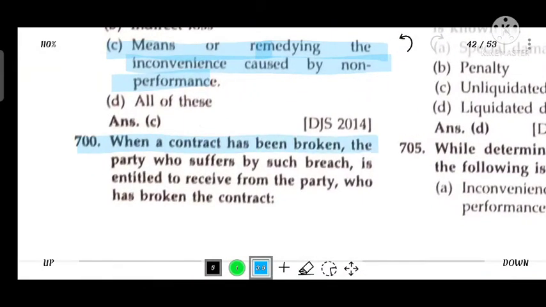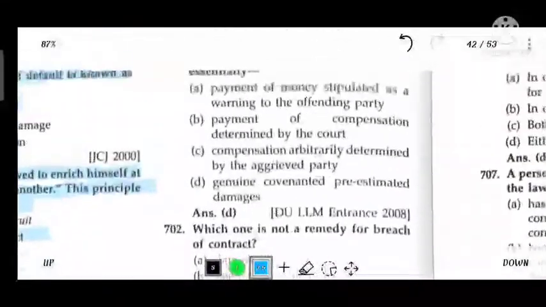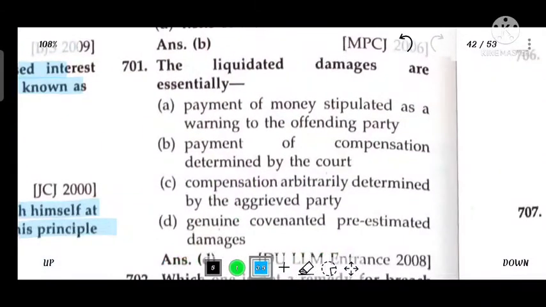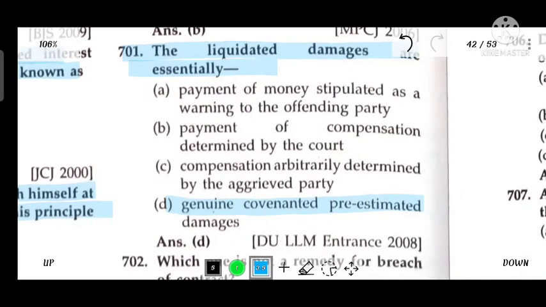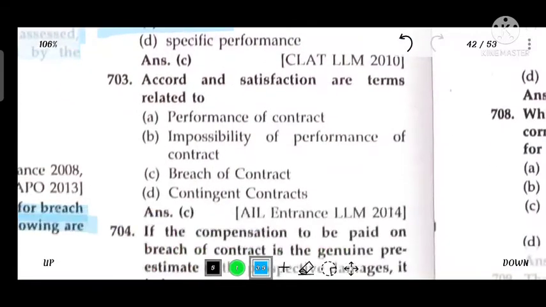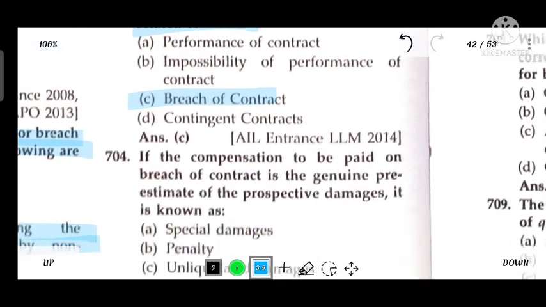When the contract has been broken, the party who suffers by such breach is entitled to receive from the party who has broken the contract compensatory damage. Liquidated damages are essentially a genuine covenant of pre-estimated damage. Which one of the following is not a remedy of breach of contract? Fine. Accord and satisfaction are terms related to breach of contract.